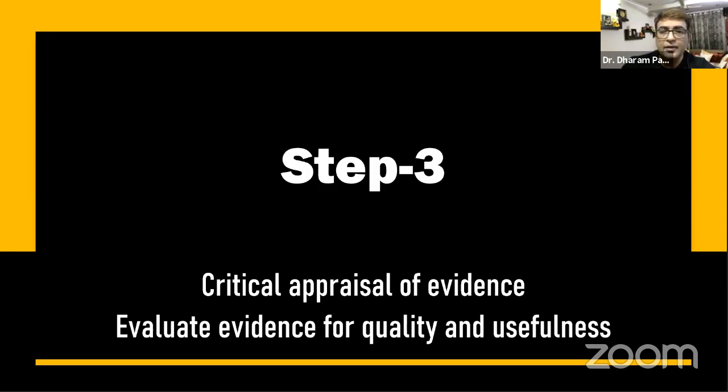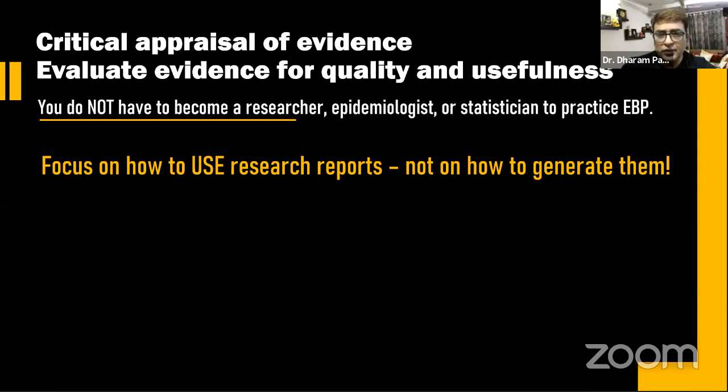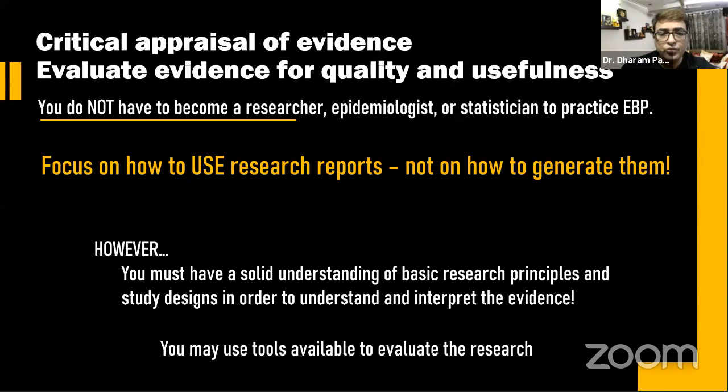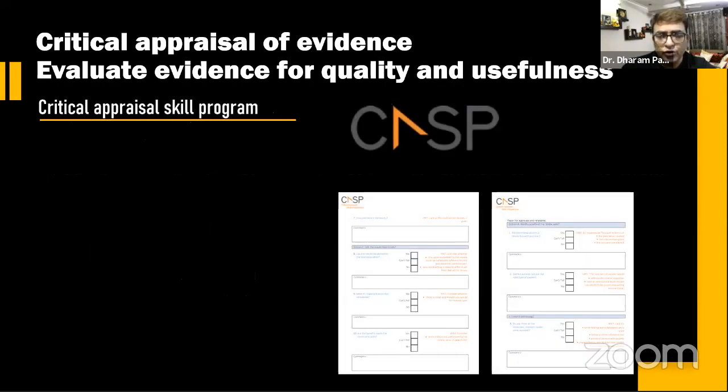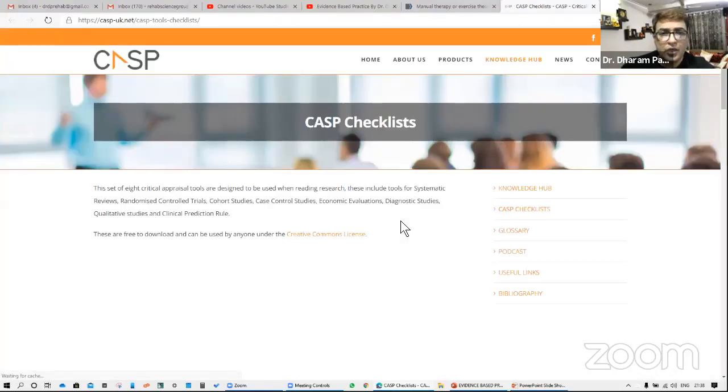Now you are going to evaluate and critically appraise that evidence for its quality and usefulness. For that, you have a tool, and you need not be a research scholar to find out the quality of research. However, you must have some basic knowledge to evaluate that research. There are a lot of tools available. One of the good tools is the Critical Appraisal Skills Programme from the UK, CASP. If you go on this website, you will find that there are different tools available. You can just download these tools here.